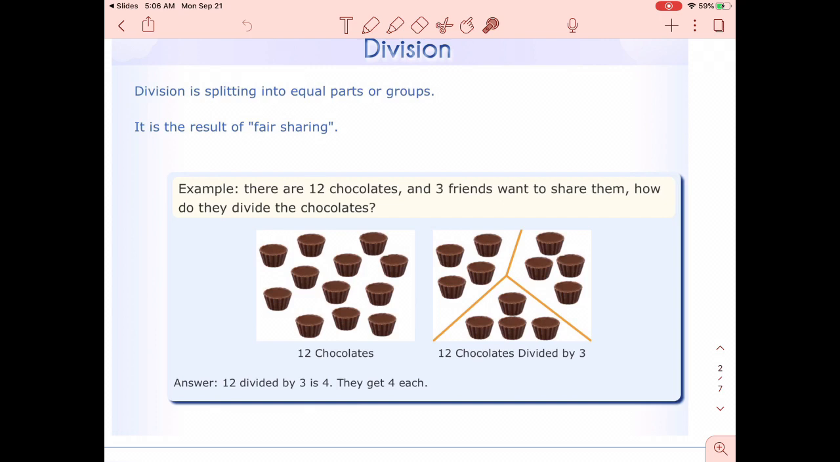Now, if I'm dividing them up, it means that I'm going to give 1 to each friend, 2 to each friend, 3 to each friend, and 4 to each friend. Dividing means fair sharing. 12 divided by 3 is 4. How much does each person get? 4. The answer of division is always how much does each person get?